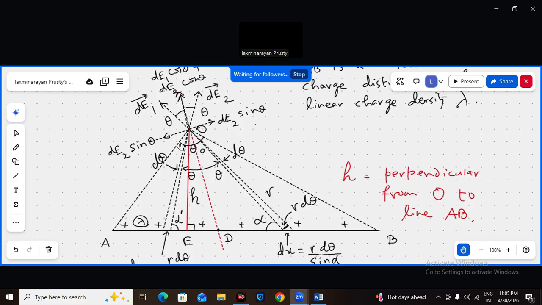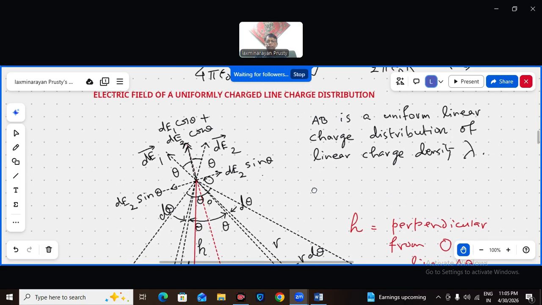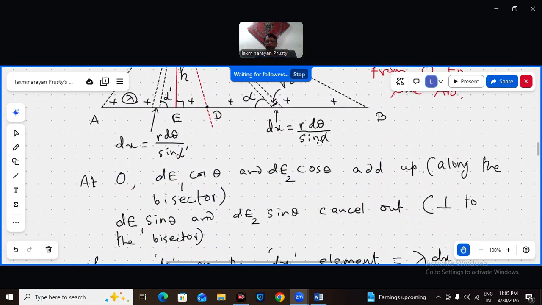So this point O subtends this AB line at an angle theta naught. The AB line subtends an angle theta naught at point O.